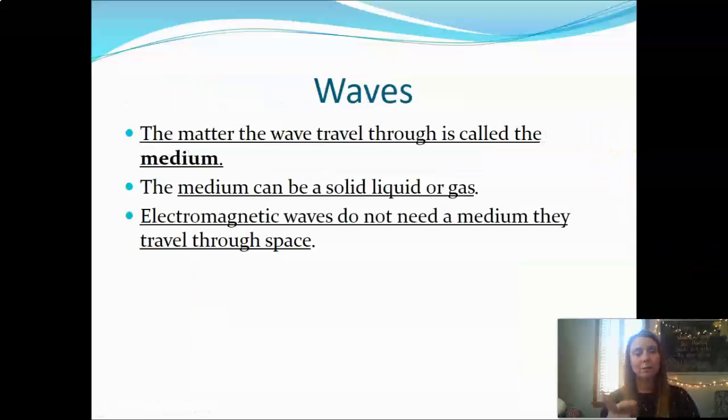So the important thing to understand with the electromagnetic spectrum is that it doesn't need a medium. A medium is just the particles that can be disturbed when energy is moving through that system. So matter that a wave travels through is called a medium. And this can be any of our four different states of matter, not our subatomic particles. So it could be a solid, a liquid, a gas, or even plasma.